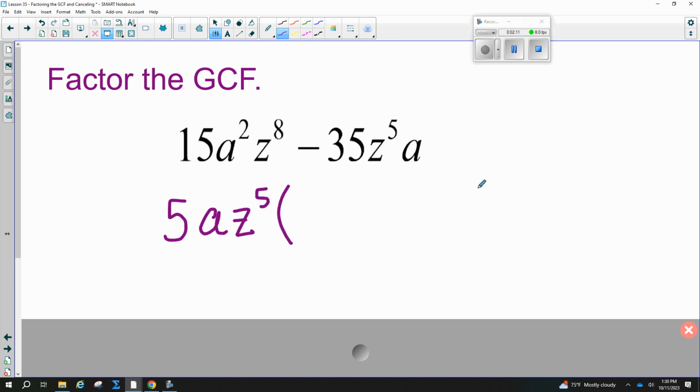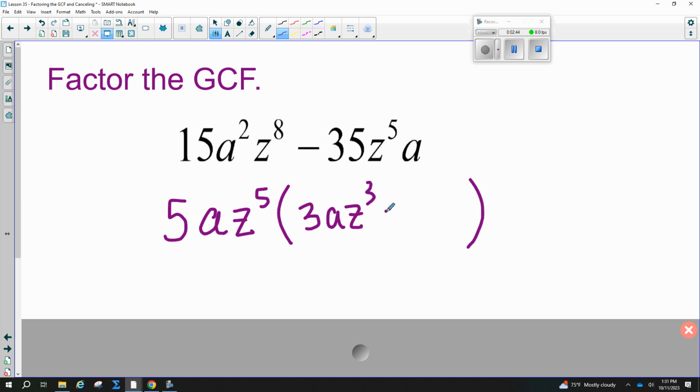All right. So when you take out the 5, you're really dividing by 5. Or you could think of it as 5 times what would give me 15 to get back? 3. Okay, but with the variables, when you take out 1a, how many are left? Zero. No, 1. I took 1 out, so there is 1 left. Okay, how many z's did I take out? 5, and so there were 8. That means there are 3 z's left.